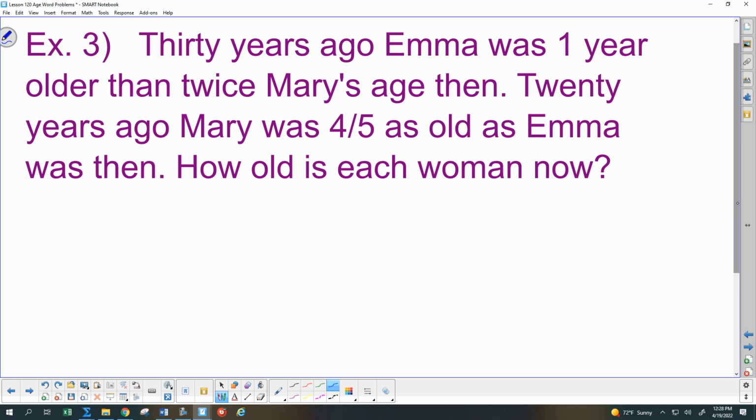So 30, so we're just time traveling back in time, 30 years ago and 20 years ago. So 30 years ago, what are we going to do for Emma's age? So E minus 30, and Mary would have been M minus 30. So everybody write down an equation for that first sentence. 30 years ago, so E minus 30 was 1 year older than twice Mary's age then, which was the M minus 30.